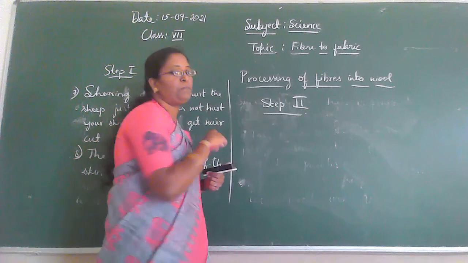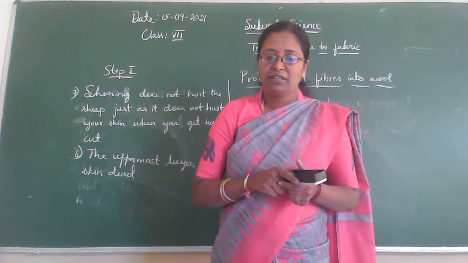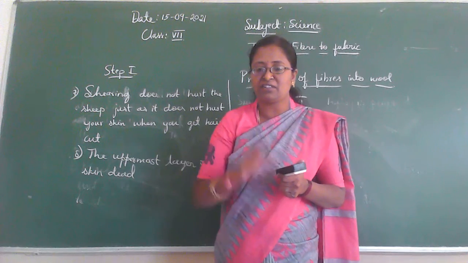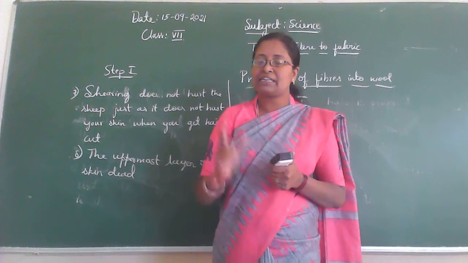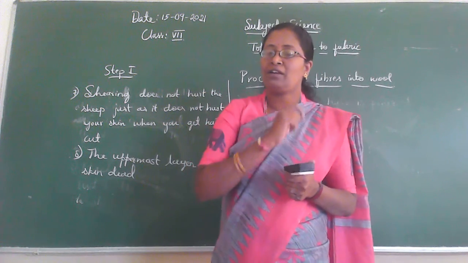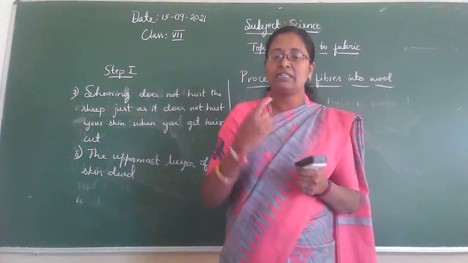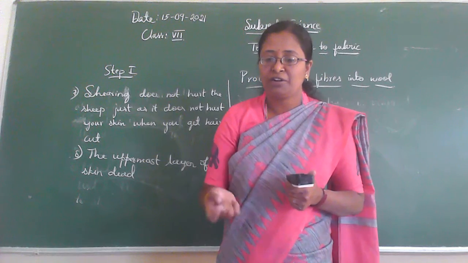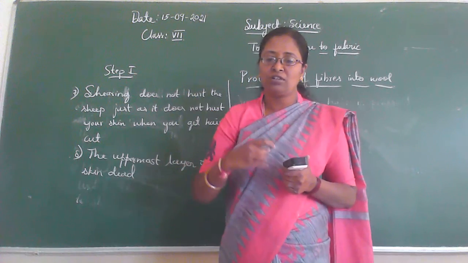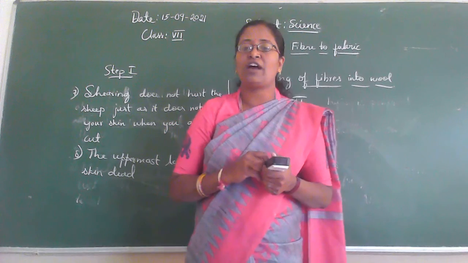So what does this step involve? In this second step, the sheared skin with hair, it contains hair, isn't it? The sheared skin with hair is thoroughly washed in the tank. Why is it washed? It is to remove grease, dust and dirt. To remove all those, we should thoroughly wash the sheared skin of the sheep. So this is called scoring.